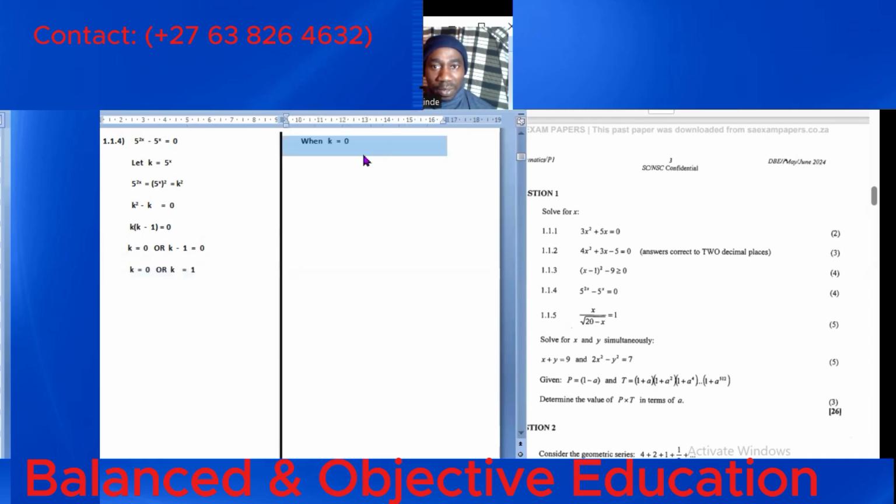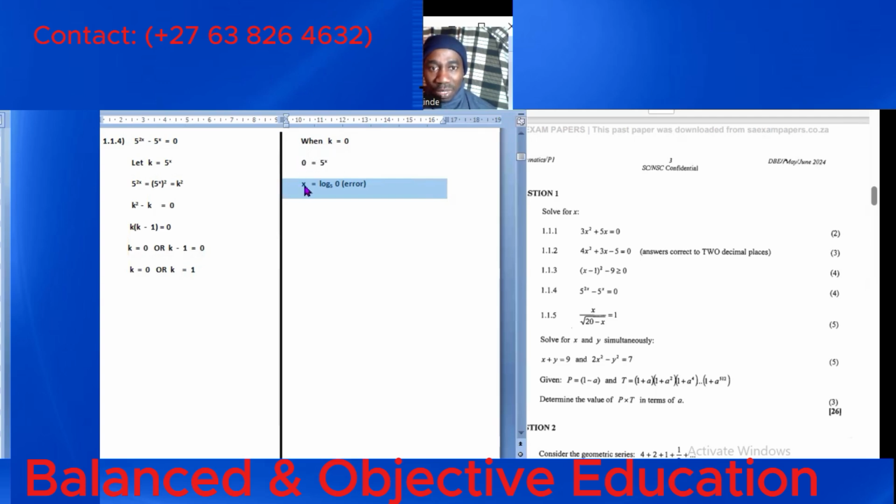So to solve for the value of x, let's look at what happens when k equals 0. When k equals 0, you come here and you just put 0 equals 5 exponent x. So if you set 0 equals 5 exponent x, how do we solve for x? One way we can solve for x here is to bring this 5 to the other side. If 0 equals 5 exponent x, it means 5 exponent x equals 0.